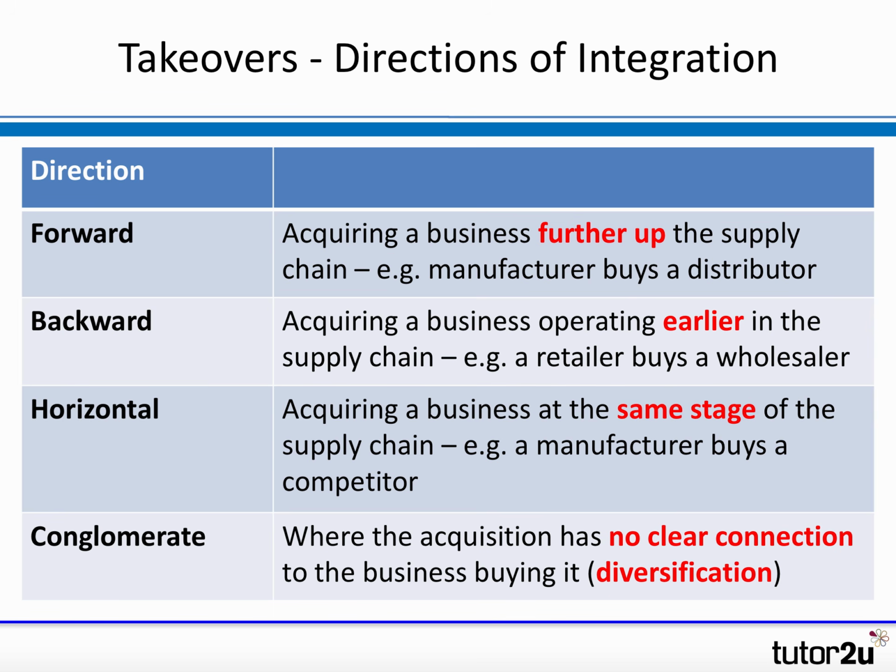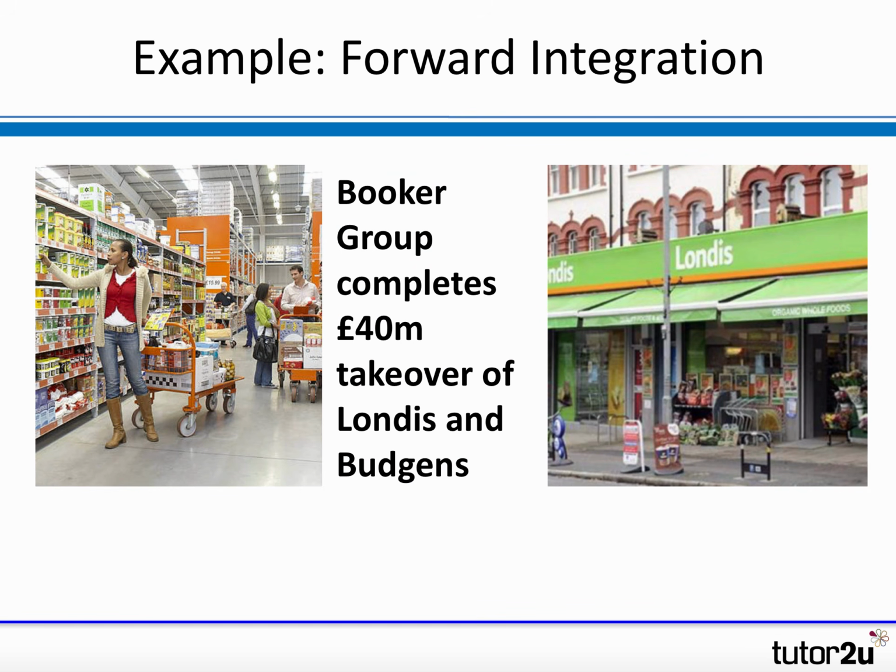There is one fourth direction of integration which we're not going to cover in this video. We'll do a separate video on diversification, where the takeover or the merger has no connection with the business and the supply chain. It's in an entirely different industry. It's called diversification or conglomerate integration, and as I say, we'll deal with that one in a separate video. Well, hopefully that's helped set the scene in terms of these different types of term. Let's have a look at a couple of examples just to help illustrate them.